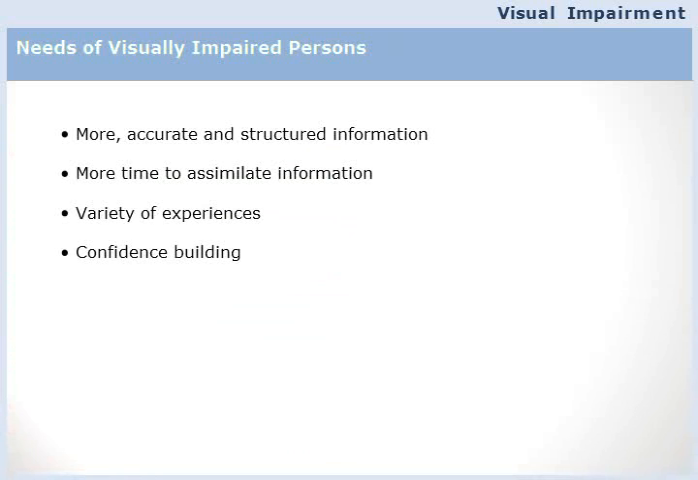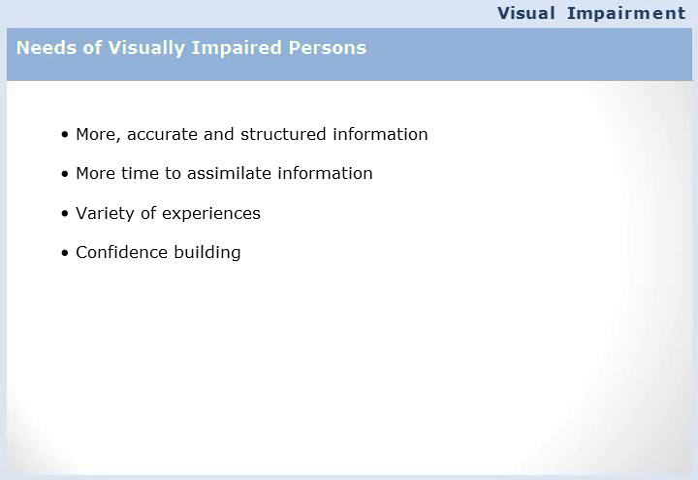We must remember a child with visual impairment is more like any other child in the class than he is different from them. His needs are the same as any other child's, but there are only some specific needs which come because of his visual impairment. For example, he needs more vivid description by the teacher. When you're introducing any topic, you have to be very structured and very systematic.